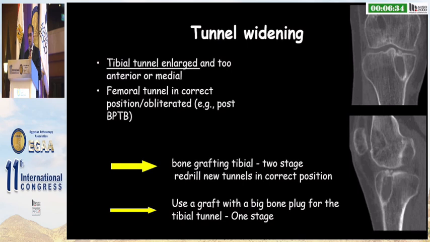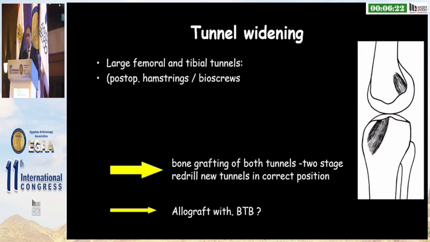So if the tibial tunnel is huge, we need a bone graft and two-stage. If it is small, we can use one stage with a bone block. If both femoral and tibial have large widening, then definitely this is a two-stage graft where you graft and you come back in a few months once it's healed, and at that time you do your revision.